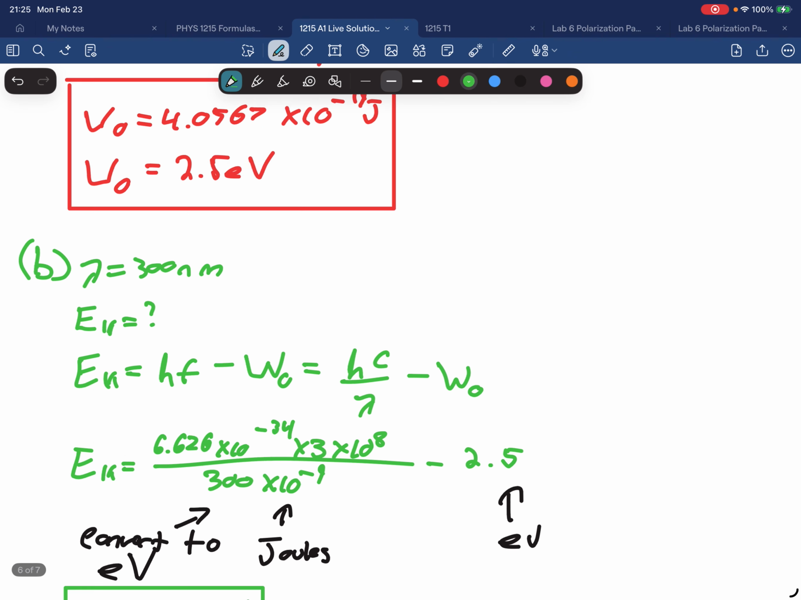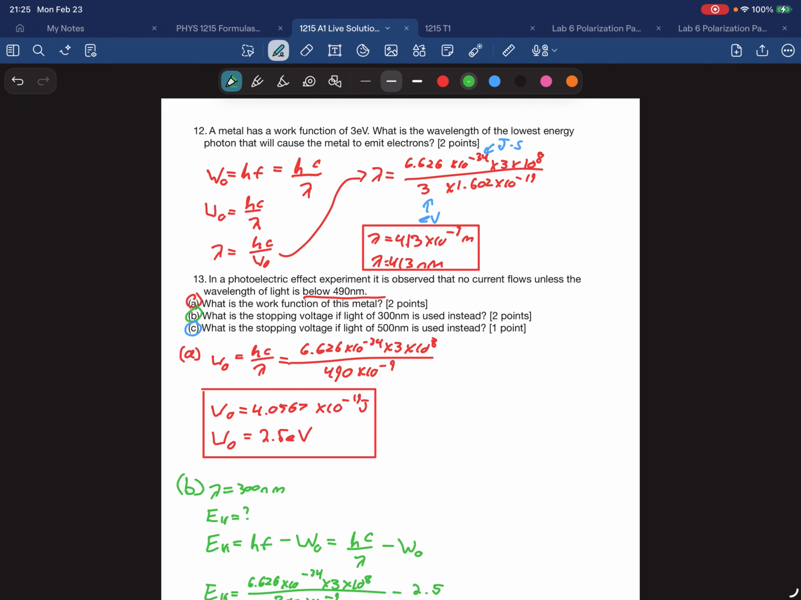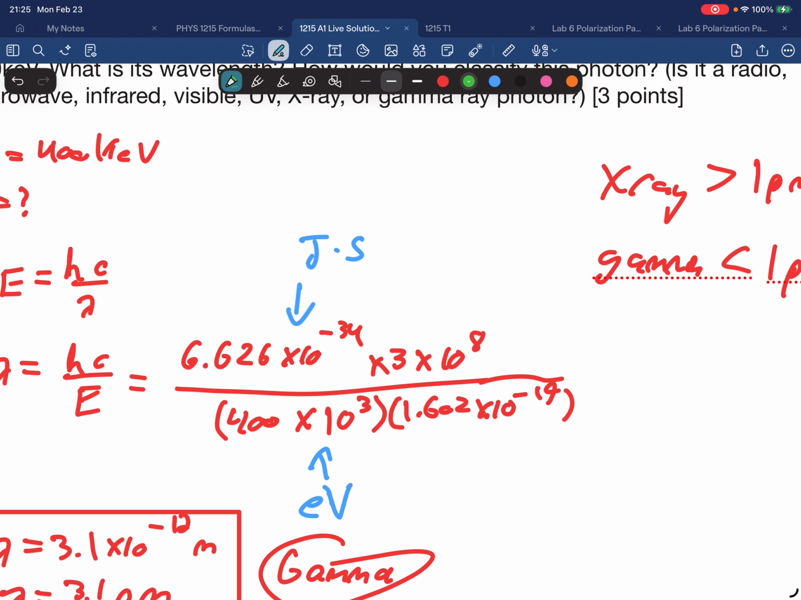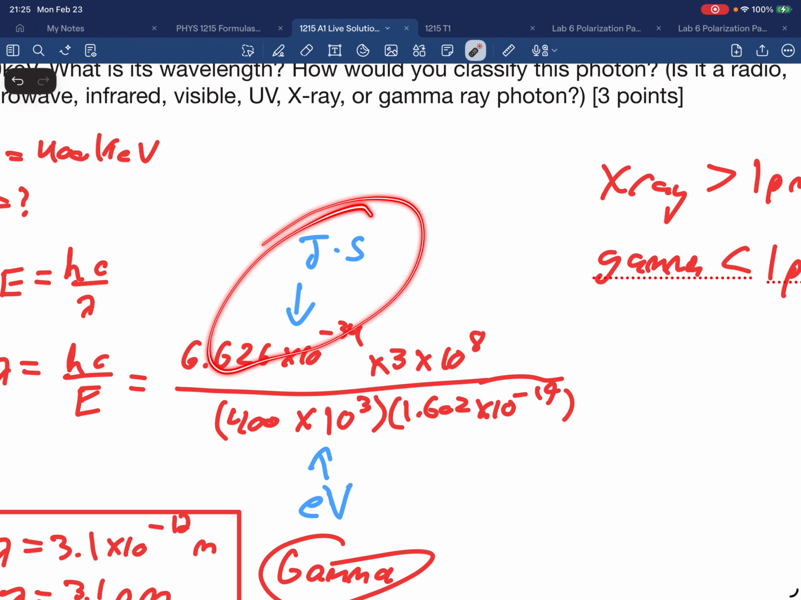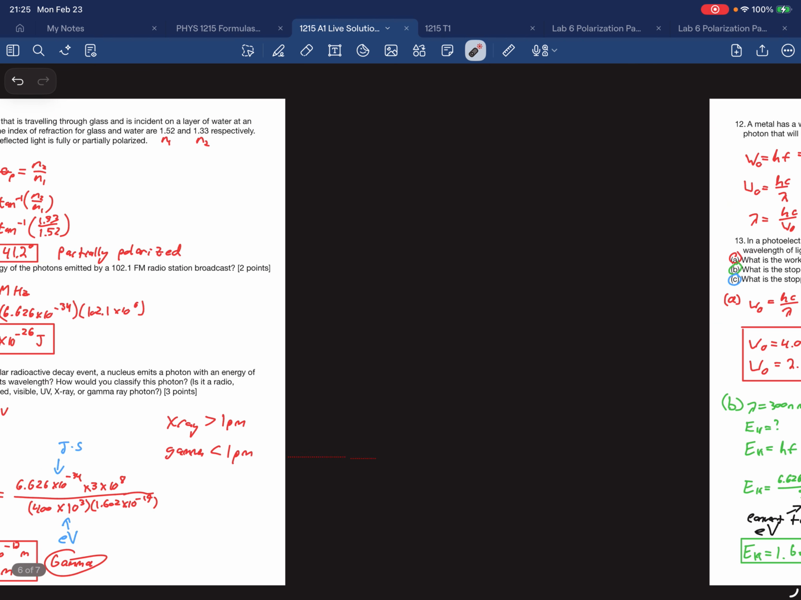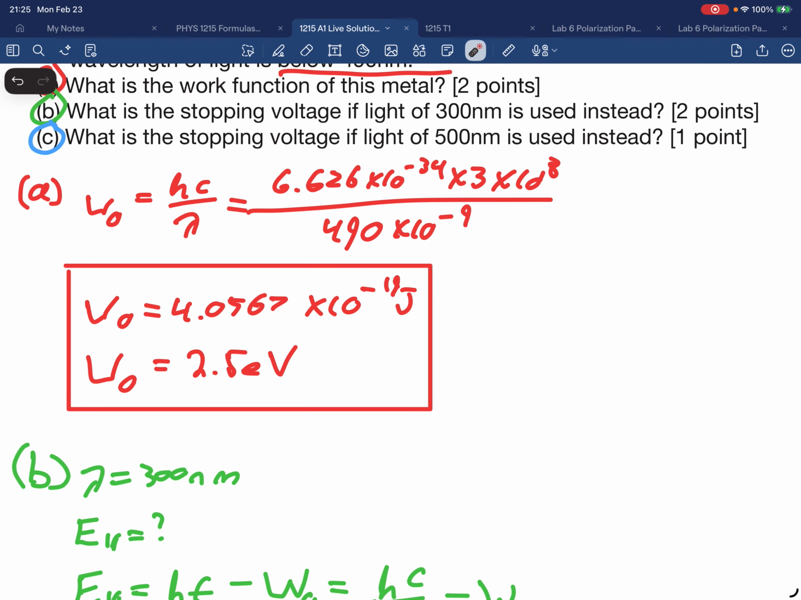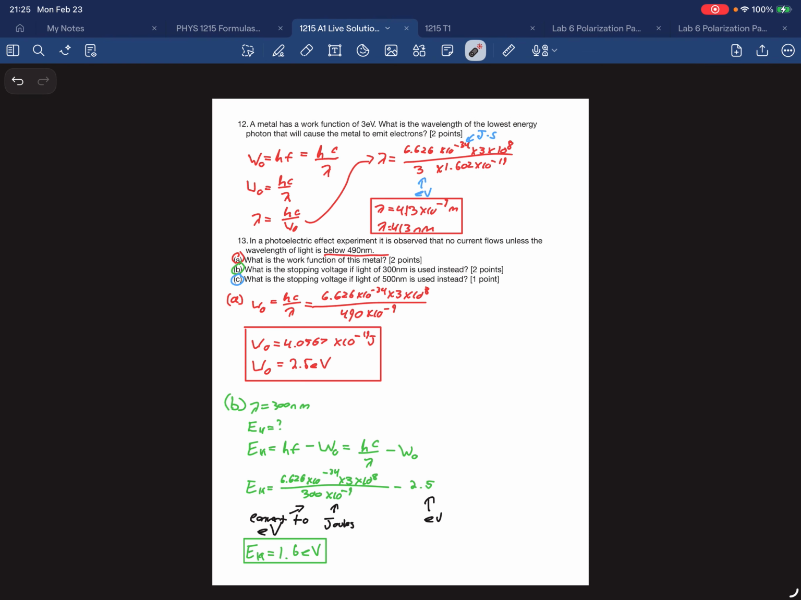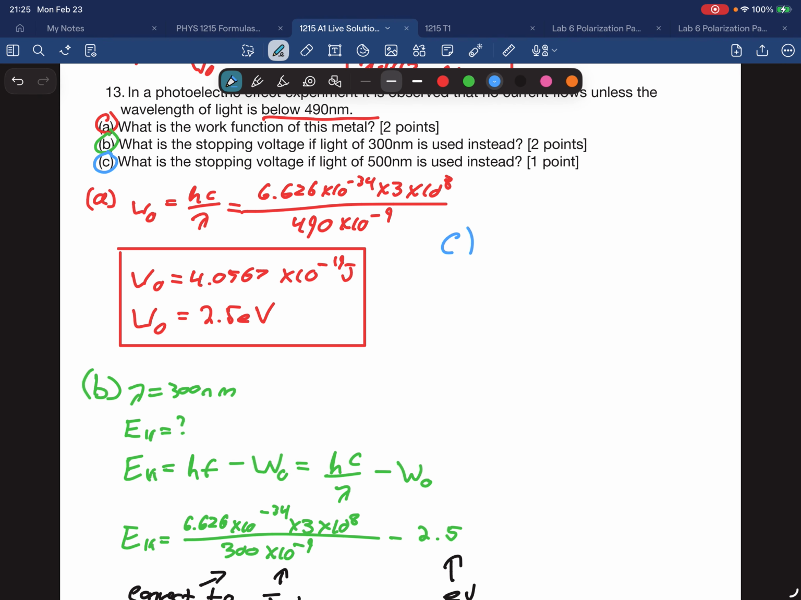There we go. Just like in previous questions, we can take joules here and divide by our constant to get electron volts. So that is how I did it for both part A and now for part B here. Lastly, I'll fit part C in over here. What is the stopping voltage of light if 500 nanometer light is used instead?